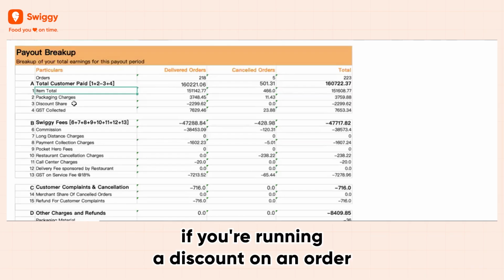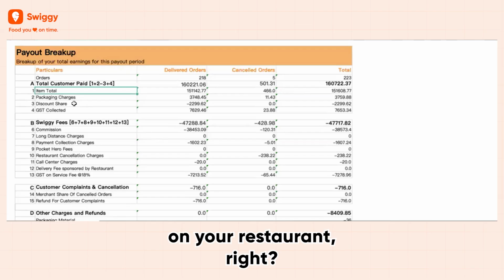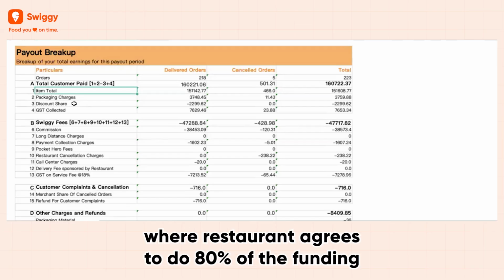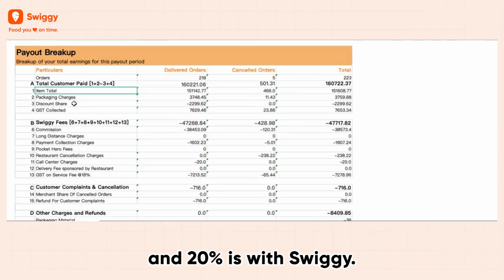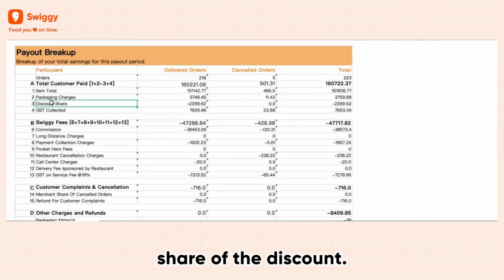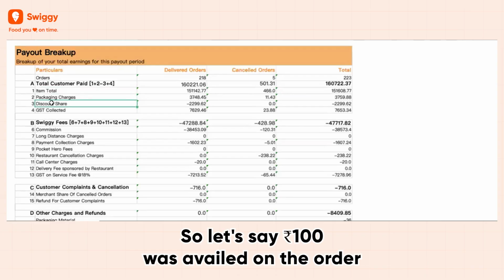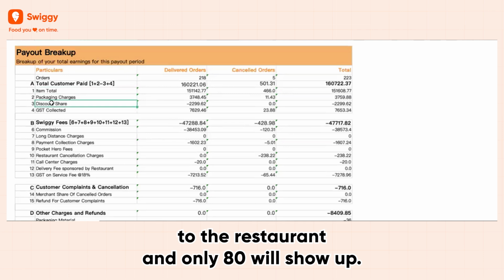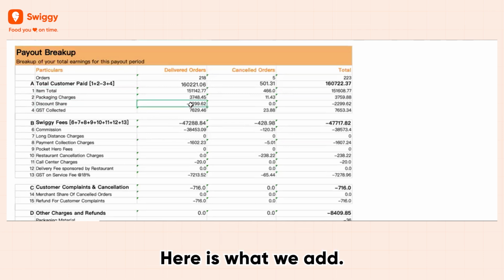So let's say you're running a discount on an order on your restaurant, and there's an agreement between the restaurant and Swiggy, where the restaurant agrees to do 80% of the funding and 20% is with Swiggy. This will only include the 80% share of the discount. So let's say 100 rupees was availed on the order by the customer. Only 80 rupees will be attributed to the restaurant, and only 80 will show up here.